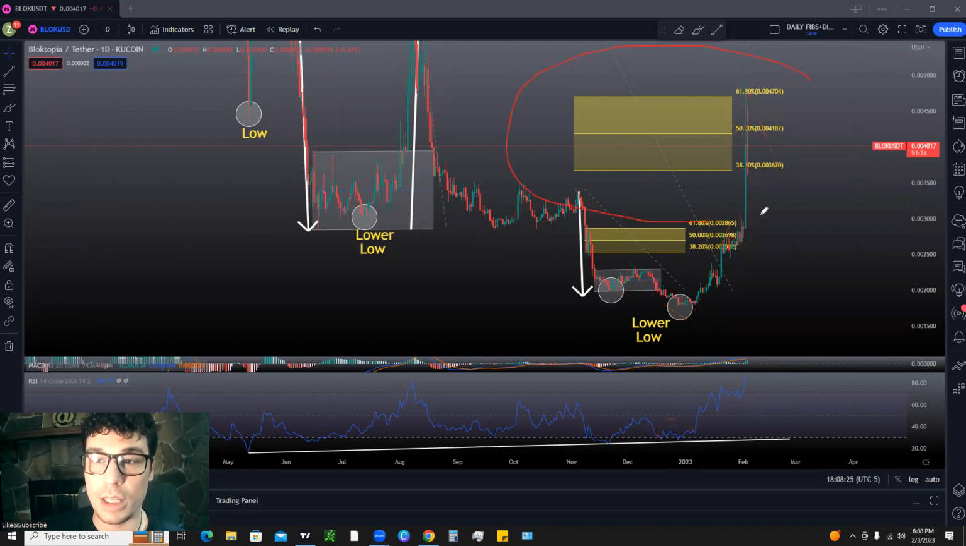Now, I also gave these levels as well. I said, hey, if we do get the reversal above these levels, we need to be cautious up here. And as you can see, we did make it past our 38.2% retracement level. We're currently battling the 50%, all right?